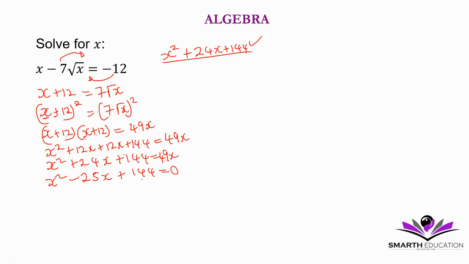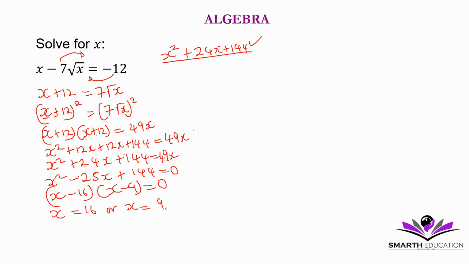But let's say this gives you a problem to factorize. You can even use the quadratic formula here. So x minus 16, x minus 9 is equal to 0. Therefore, x is equal to 16 or x is equal to 9.